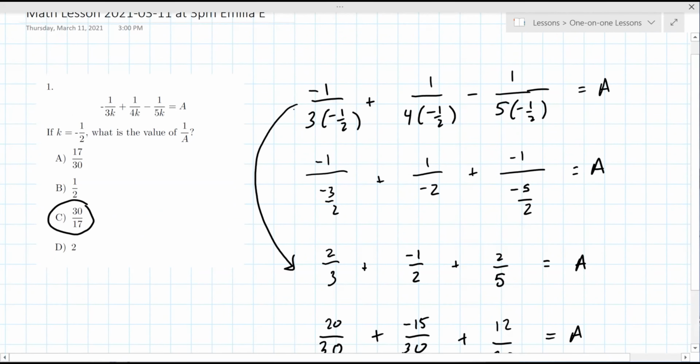It's holding steps. Like this is -3/2. The negatives cancel, and then you flip it because it's 1 over that, and that's how it becomes 2/3. Right. Okay.